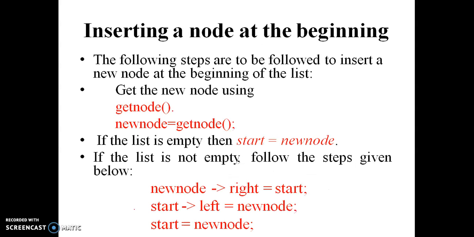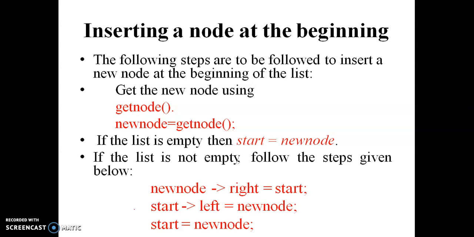Now, inserting a node at the beginning of the doubly linked list. To insert a new node at the beginning, first we need to get a node with the getnode function. That is, we will get a new node address from the getnode function, which returns the address of the new node that is created, with left as null and right as null. Data is our required data, which we will scan through scanf.